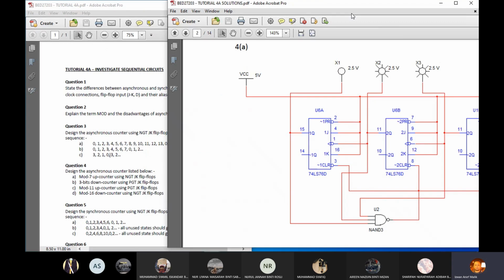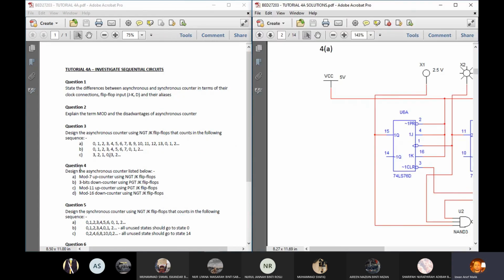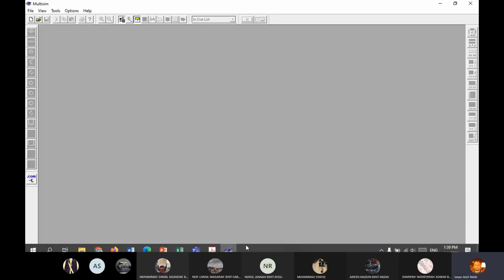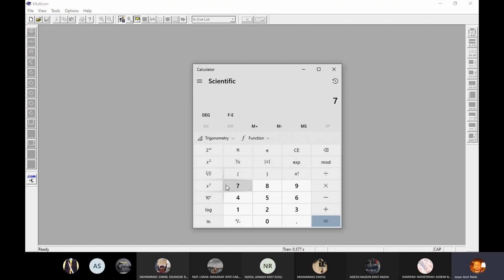Okay, so that is for 4A, mode 7 up counter using JK flip-flop, NGT JK flip-flop. So pakai NGT bubble kat depan. So mode 7, same way, how do you determine the number of flip-flops? Ada 7 state, so punca kuasa 7. Square root of 7, it is 2.6, meaning that you'll be needing 3 flip-flop lah. Mana kita boleh pakai 2.6 flip-flop? Kita kena pakai 3 flip-flop, nombor bulat.